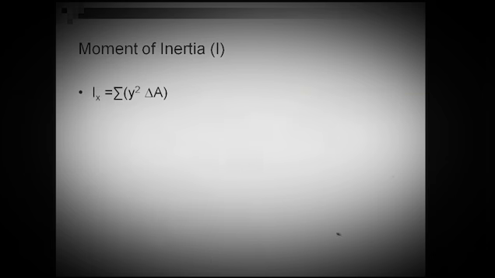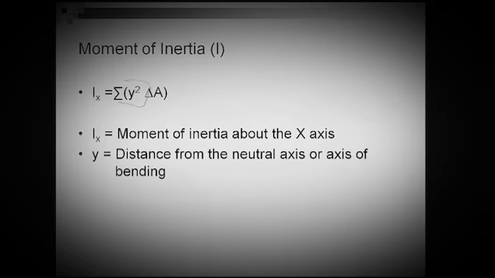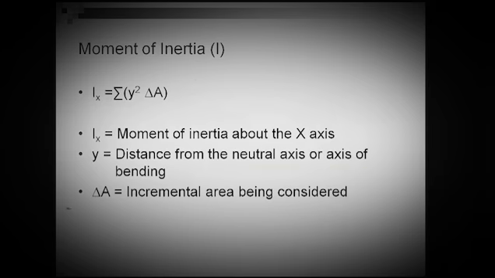So the moment of inertia is given by this equation, and if you look at it, it uses the sigma, which is basically the summation of all of the individual parts. Let me just close the chat a little bit. Okay, there you go. So I is the moment of inertia about the x-axis. y is the distance from the neutral axis, and delta A is the incremental area being considered.